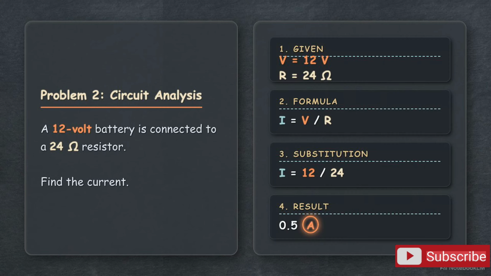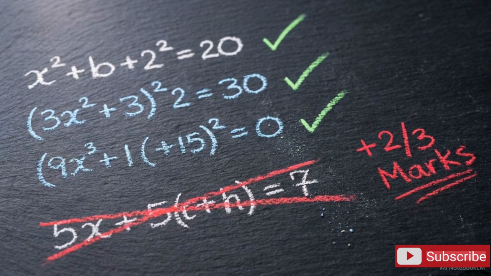Let's look at another one. A 12-volt battery is connected to a 24-ohm resistor. Find the current. We pull our givens. V is 12, R is 24. We write the formula, I equals V over R. We substitute 12 divided by 24, giving us 0.5. We finish by writing the unit for current, capital A for amperes. Sticking to this 4-step matrix ensures that even with a small calculation error, you still secure the majority of partial credit for your setup.